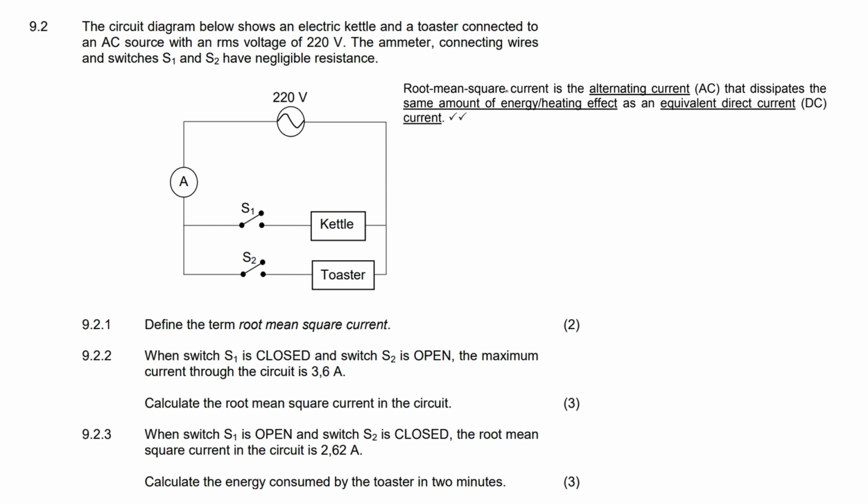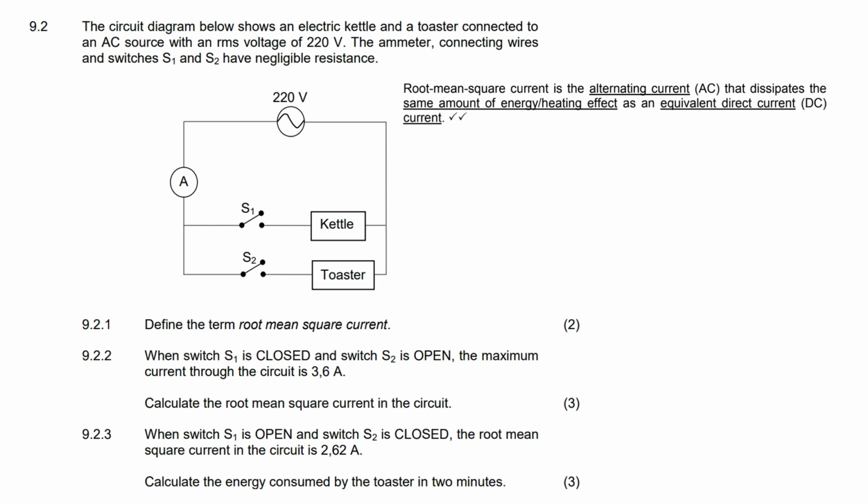The root mean square current is the alternating current that gives the same amount of energy as if it was a direct current. If that definition doesn't make sense to you, don't worry too much about it. It's not a very popular question that they ask, but it's just one of those definitions. I'm not going to go into the details of that one right now.